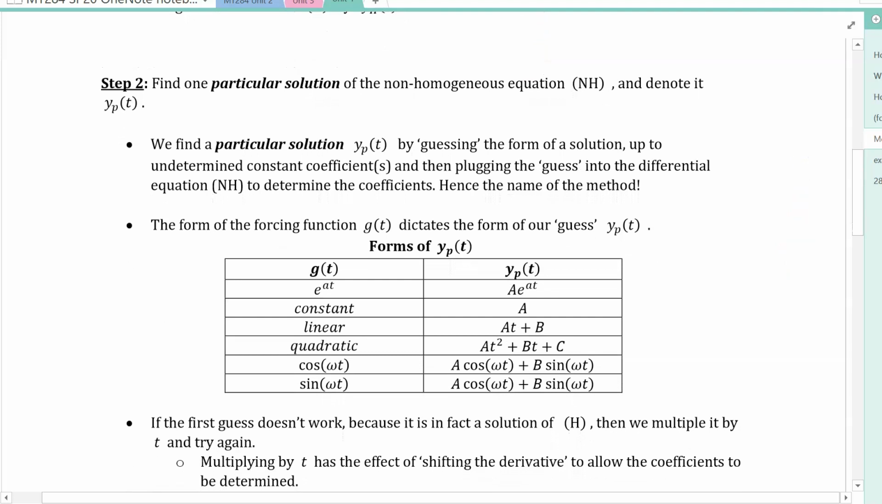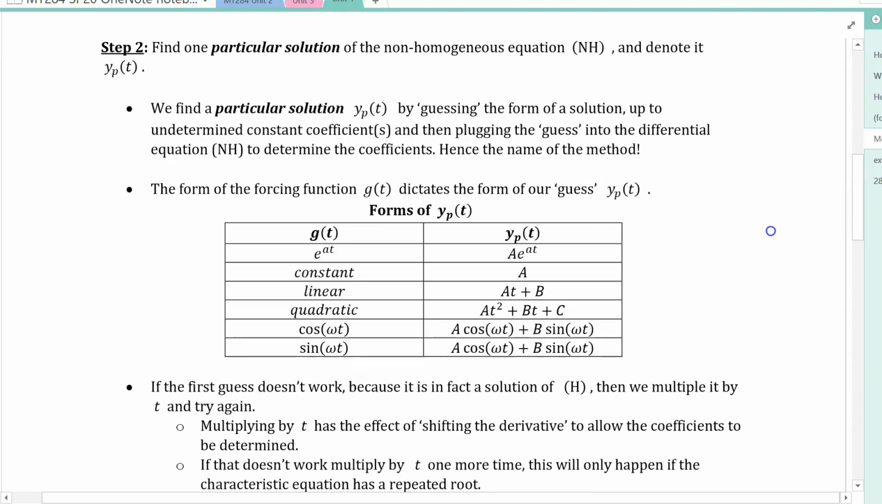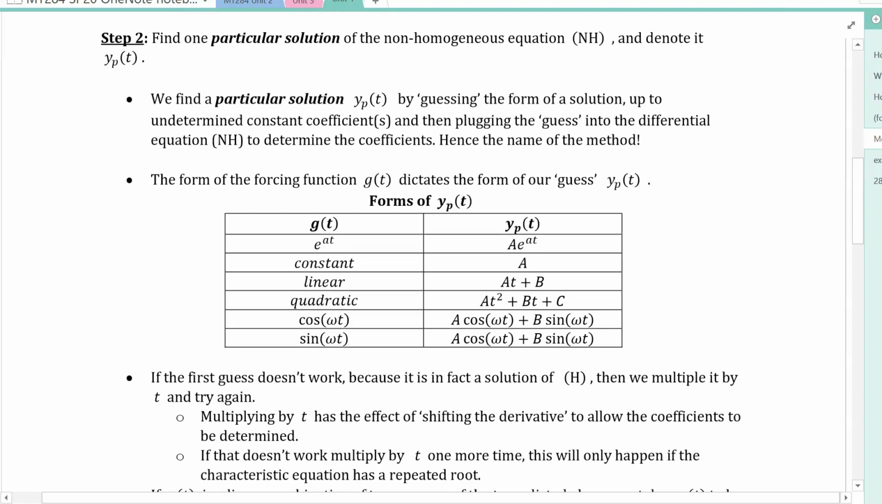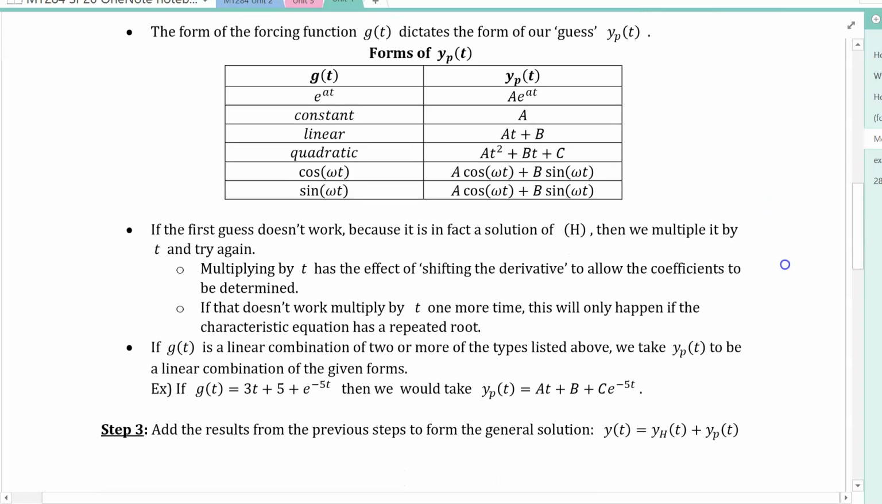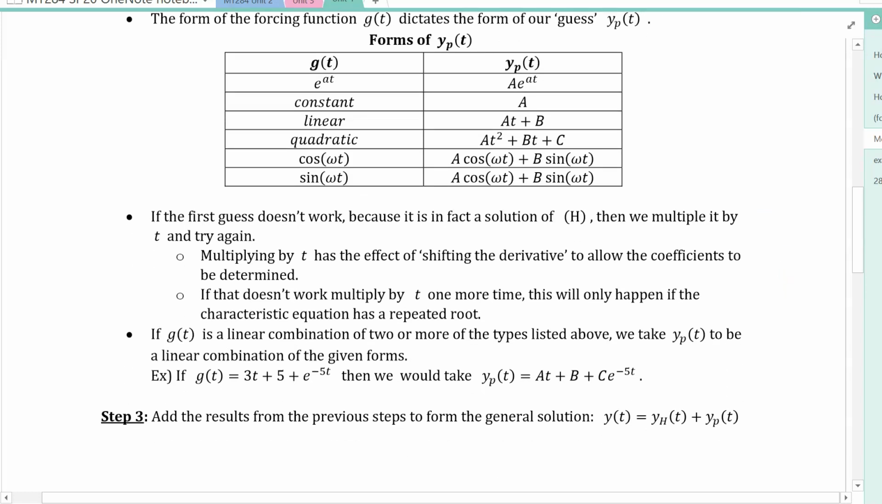And we're going to do that by guessing the form. If it's an exponential, we're going to guess an exponential up to a constant. Likewise, if it's a constant function, we'll guess a constant. If it's a linear function, we'll guess a linear function up to arbitrary determined constants a and b. If it's a cosine or a sine function, then we're going to guess a linear combination of sine and cosine up to constants, what I'm calling capital A and B, which we're going to determine. If our first guess doesn't work, we're going to multiply it by t. That usually will. That has the effect of shifting the derivative.